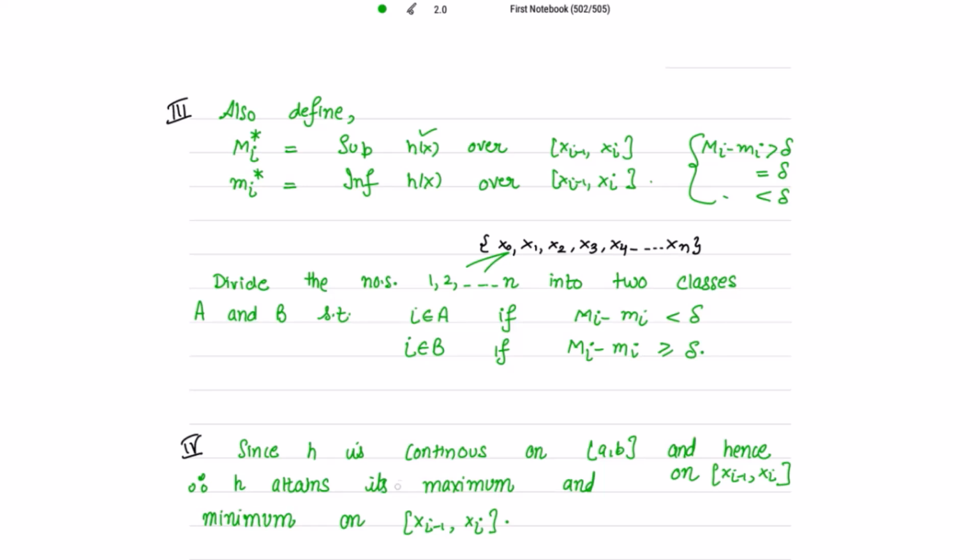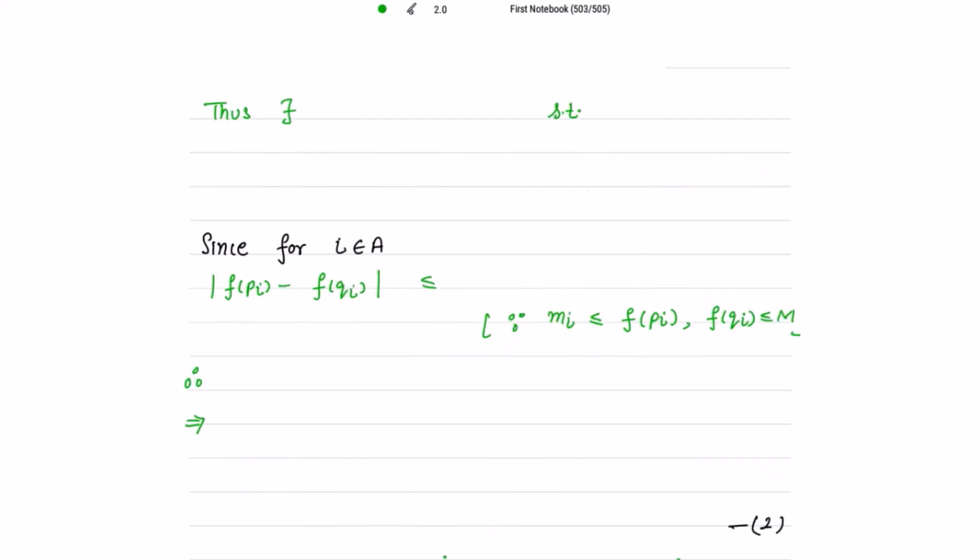The fourth step is, since h is continuous on the closed interval [a, b], and because it is continuous, it will definitely attain its maximum and minimum on this segment [x_{i-1}, x_i]. For that, I have to choose two numbers from this closed interval on which it attains its maximum value and minimum value. So let me take Pi and Qi belonging to this closed interval [x_{i-1}, x_i], such that h(Pi) is my maximum Mi star, and h(Qi) is my minimum small mi star. Fine? Okay.